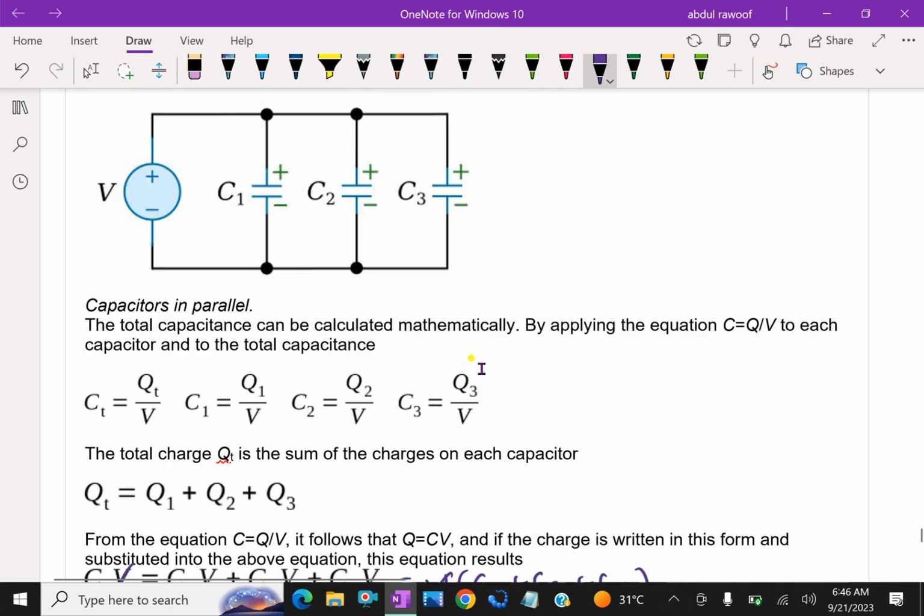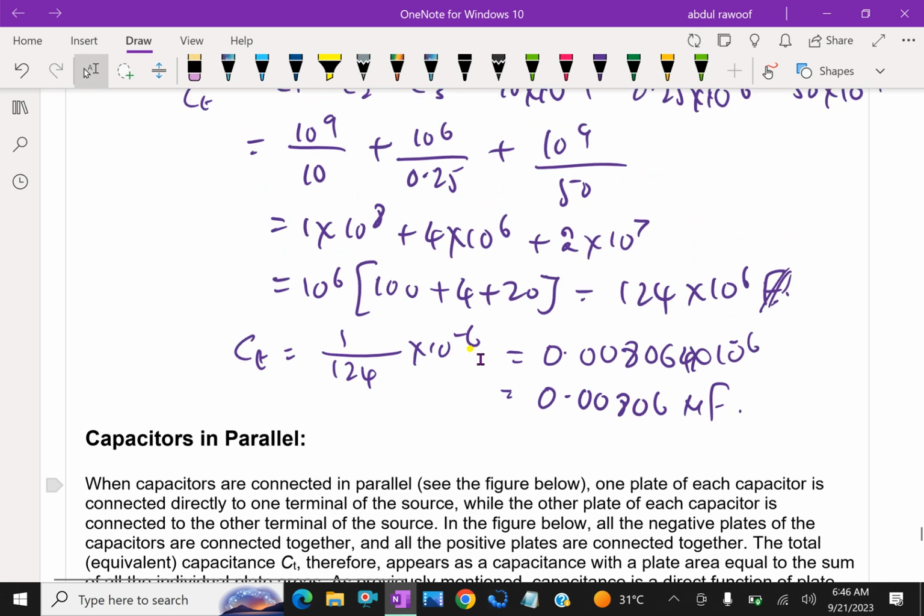So far we discussed the setup of capacitors in series and parallel, and we found the total capacitance in that circuit. Also we did some example problems.